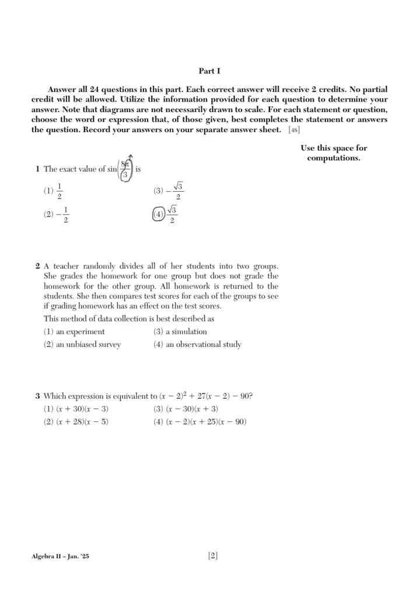The answer to number 1 is choice 4. If you look at what I did here, I just circled the pi over 3. You should know that pi over 3 is 60 degrees. So what this question is really asking is, what's the sine of 60 degrees?